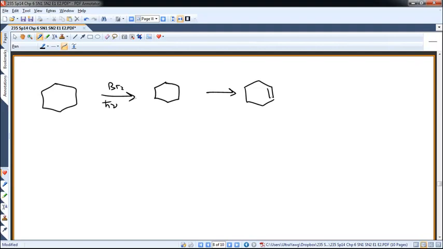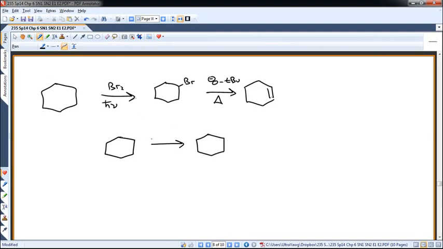give us a structure that looks like this. And if we only consider the monobrominated structures, we get something like this. Well, how do we go from an alkyl halide to an alkene? We just saw that through an elimination mechanism with a strong base, like tert-butoxide, we can generate a product. So essentially this is a 2-step synthesis.